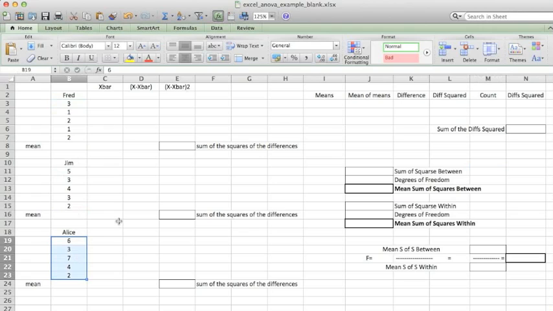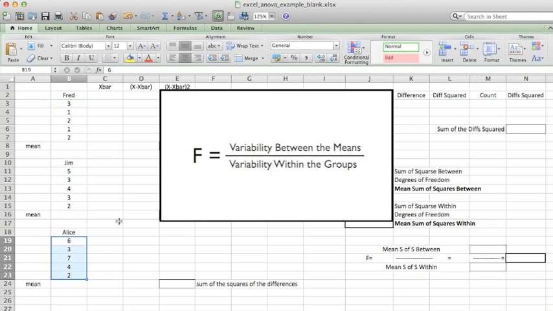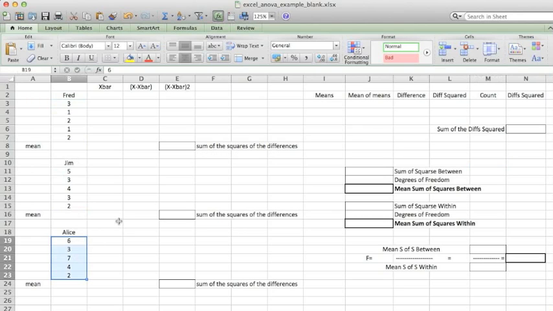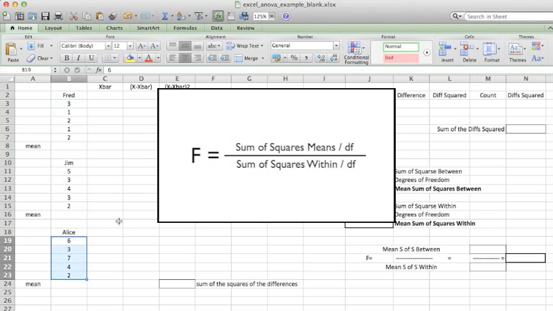Let's consider what the value of our F statistic is. F is equal to the variability between the means divided by the variability within the groups. In the past, we've calculated the variance by adding up the sum of the squares of the differences between each individual value and the mean, and dividing by the sample size minus 1. We're going to do a similar calculation for the means of each of the groups and for the values within each one of the groups. The value of the F statistic is going to be the ratio of those two values.